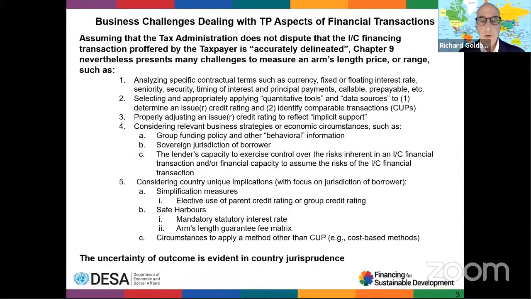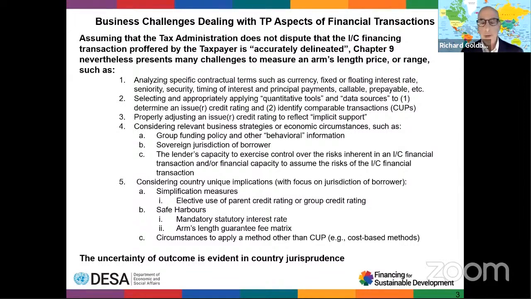Impact of fixed or floating interest rate. For example, if an intercompany loan bears a fixed interest rate and otherwise comparable publicly quoted bonds bear a floating interest rate, a comparability adjustment will most likely be needed to adjust to a fixed rate equivalent. Senior versus subordinated, secured versus unsecured, timing of interest and principal payments. Is the loan self-amortizing or a bullet loan?